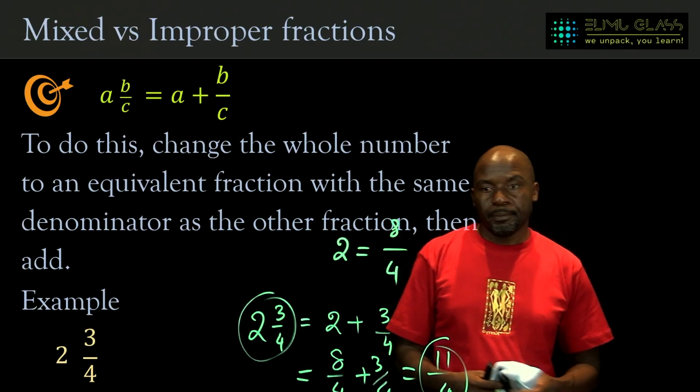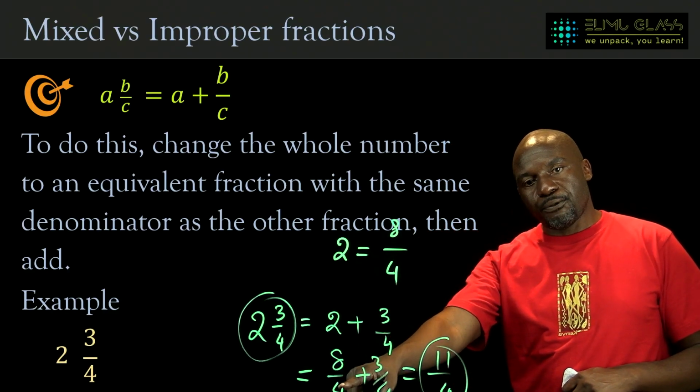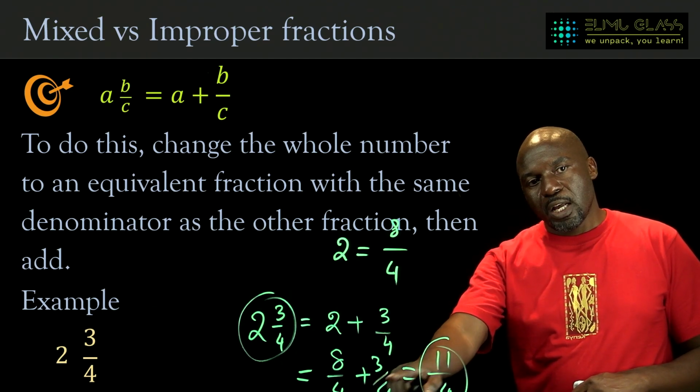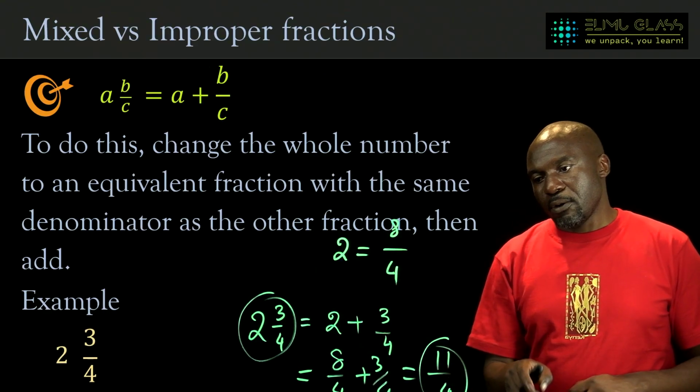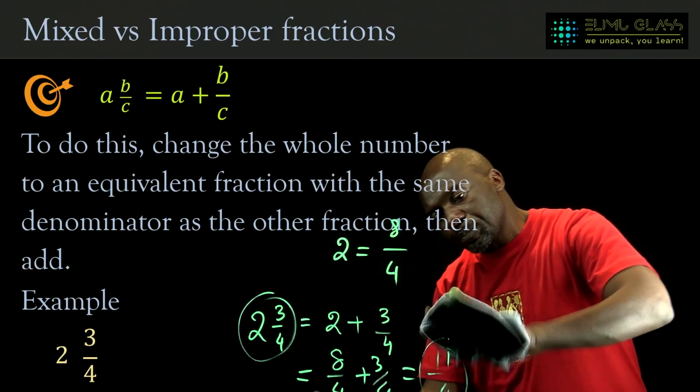Let's see that. I think this did not come out well. So this is 8 over 4 there. And this is 3 over 4. And this equals 11 over 4 there. Okay? Sorry that it's not appearing clearly.